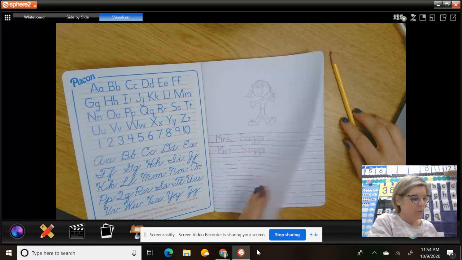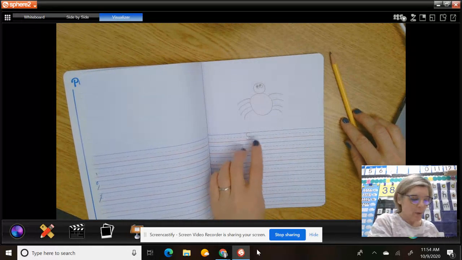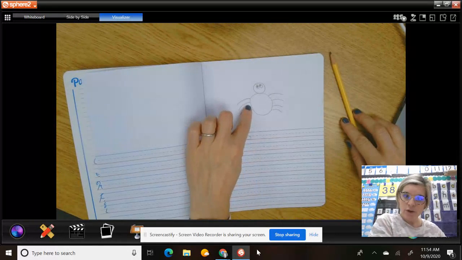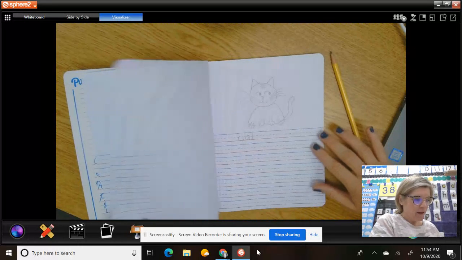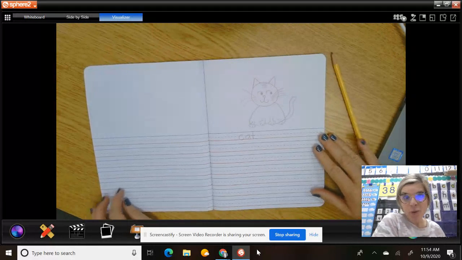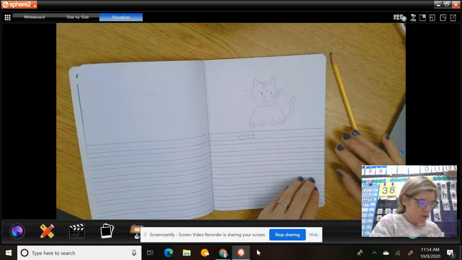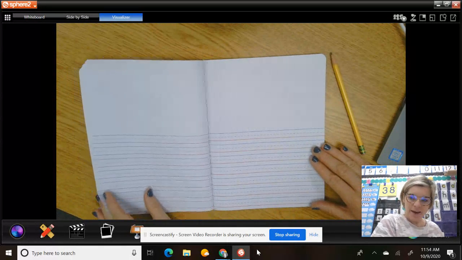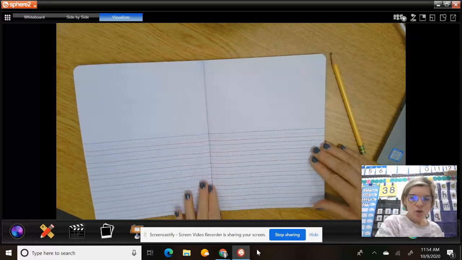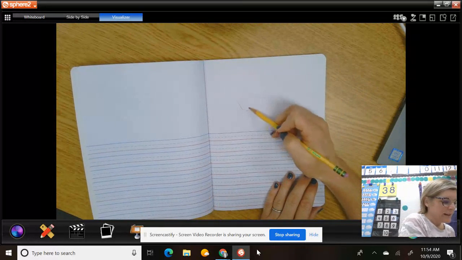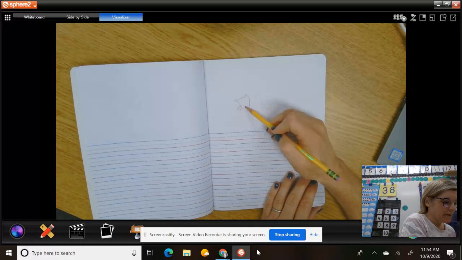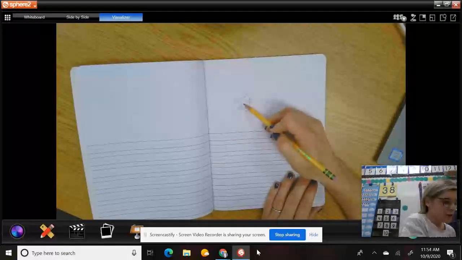Here's our page where we wrote our name. This is where we wrote the beginning sound for spider. On this page is where we wrote the word cat and have a picture of a cat. So I'm turning to the very next page. In the story today, there was the cat. That was Pete the cat. I don't know if I can draw Pete the cat very well, but I'm going to try.